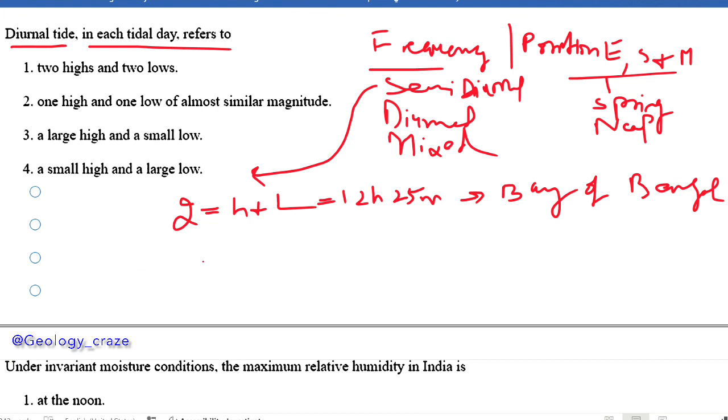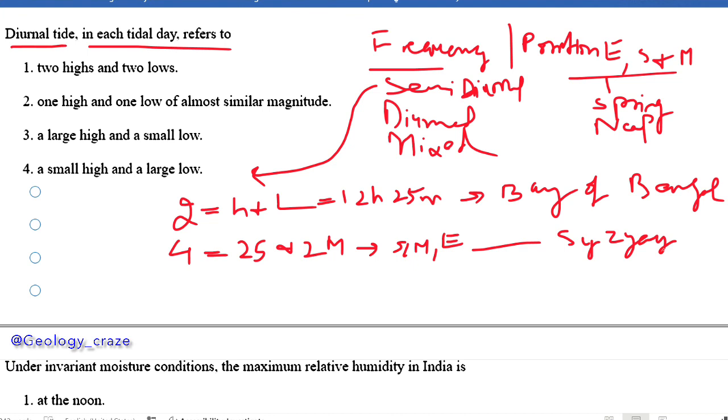Next is diurnal. In this, 4 tides in a day, 2 tides by the sun and 2 by the moon. This condition happens when the sun, moon and earth are all in the same line, and we call this position syzygy. And they are further subdivided. I'm not going into that detail.